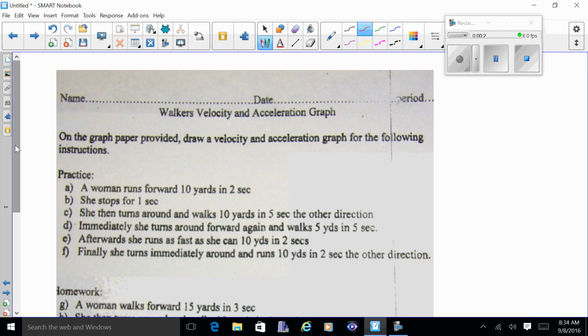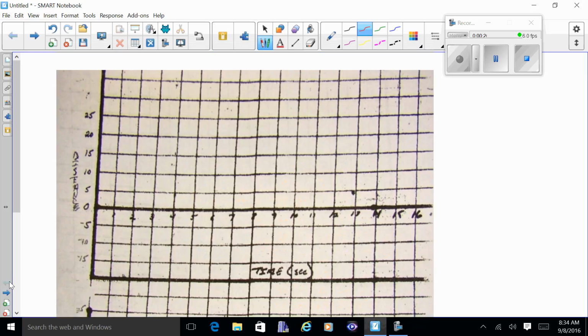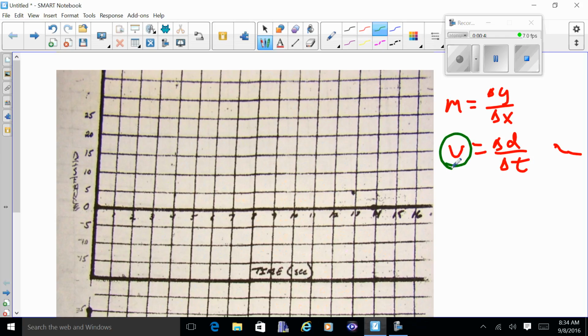So it says a woman runs forward 10 yards in 2 seconds. Well, let's look at this graph here. In your math class, I know a lot of you have been learning that slope equals change in y over change in x, okay? Well, we just learned the other day that the change in distance over the change in time is velocity. So you could actually say that the velocity is the same thing as the slope of this particular graph because I have distance on the y and you have time on the x.